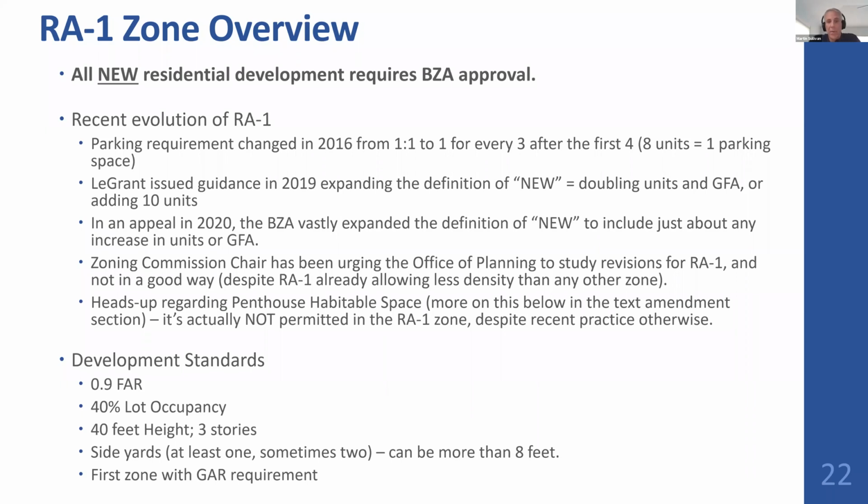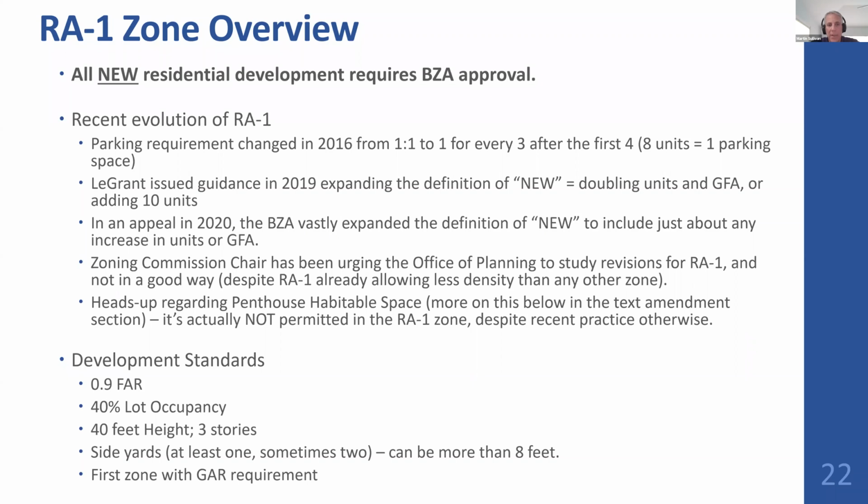And this obviously led to a lot more interest in developing in the RA1 zone. And so the zoning administrator took it upon himself to issue guidance. I would call it new regulations that weren't duly adopted, but he expanded the definition of new. He expanded the definition of new and said, if you're doubling the number of units or gross floor area or adding 10 units, you're new, regardless of what you do to the building. So you could have an 80-unit building and add 10 units, and you're new residential development.